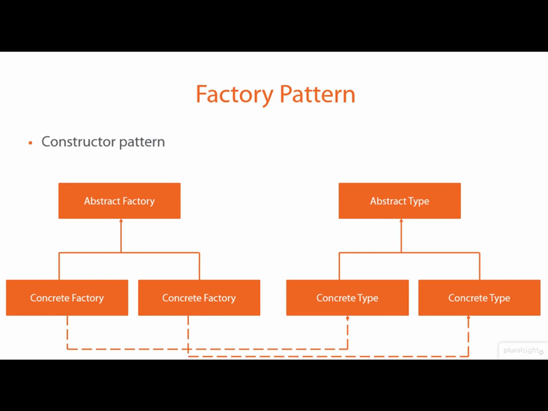Within our application code, we'll code against the abstract factory and we'll code against the abstract type. The primary idea behind the factory pattern is that it lets us abstract away the construction of some type. So we don't need to use the name of that type directly in our code. And that makes things like testing easier, for example.